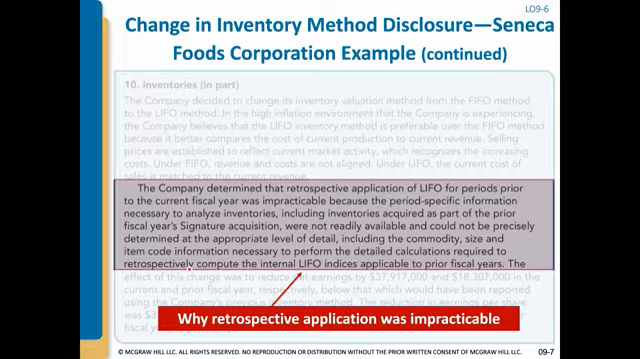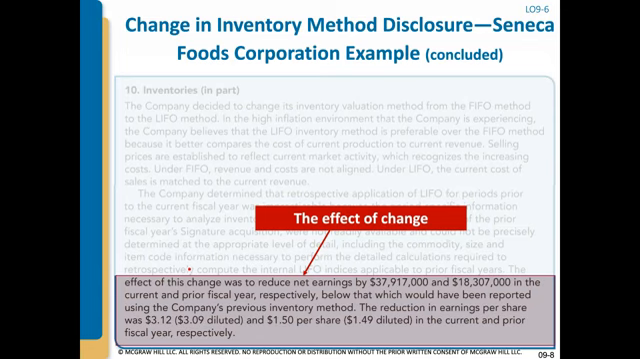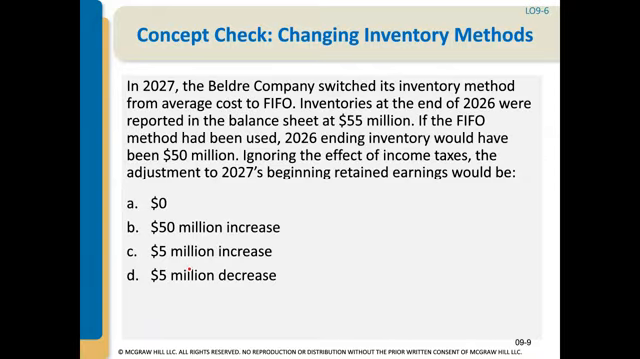And then it also states why they were not able to retrospectively change the financial statements, just saying that it's basically impossible to calculate. They do, however, say what their current year change is. They said that they need to reduce their net earnings by $37 million and that their earnings per share changed. So there are certain things they need to disclose.